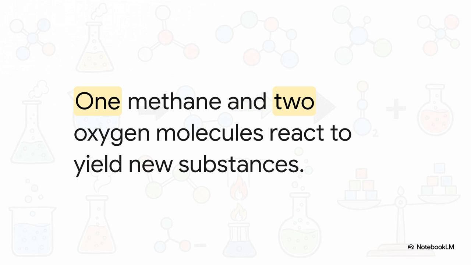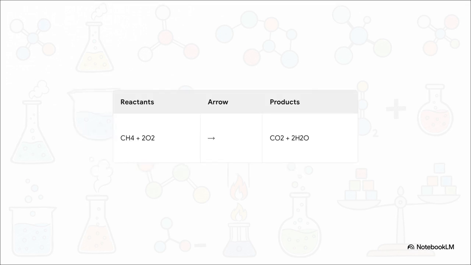This sentence translates our everyday words right into the core chemical concepts of what we start with and what is subsequently created. Translating that into symbolic language gives us a beautifully clear equation. We always start with our reactants on the left, CH4 plus 2O2. These are the substances we have at the very beginning.